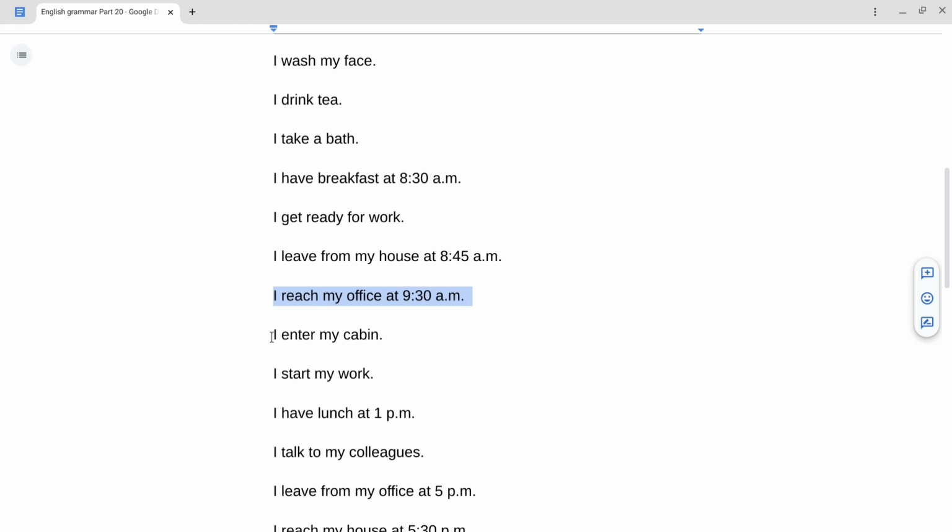What do you do after that? You have a cabin for work. So what do you do? I enter my cabin. Enter means you go inside that cabin. Okay. I start my work.